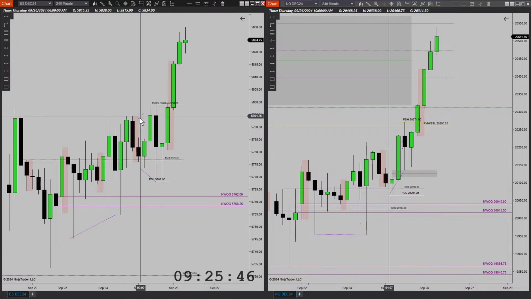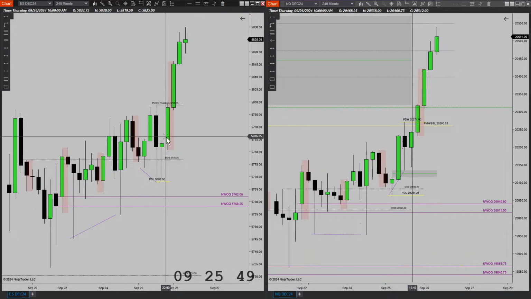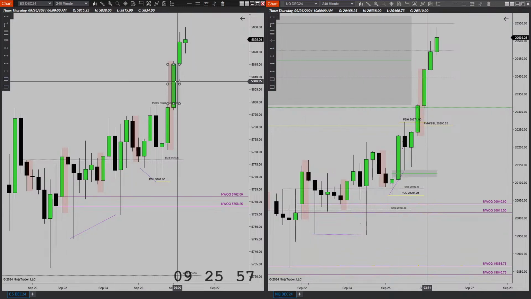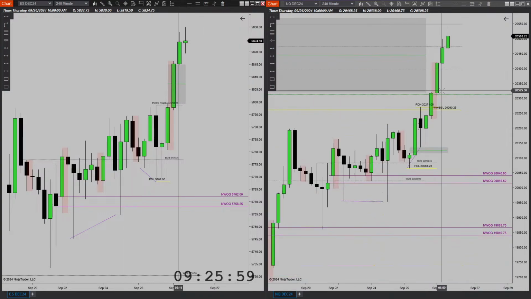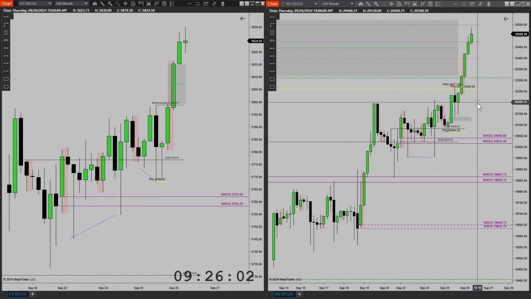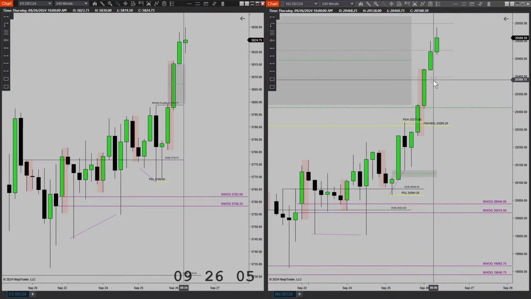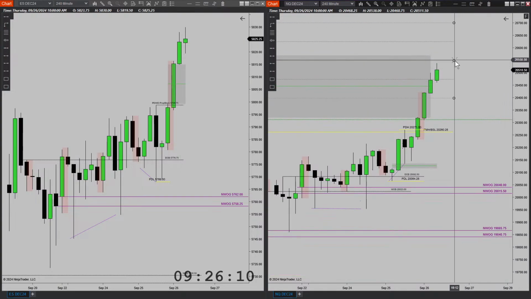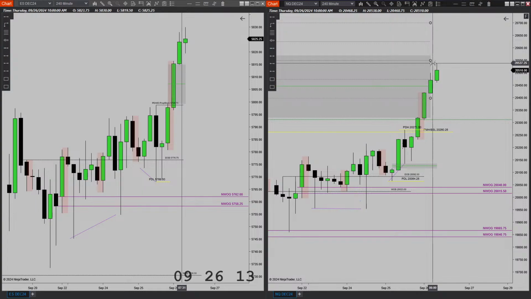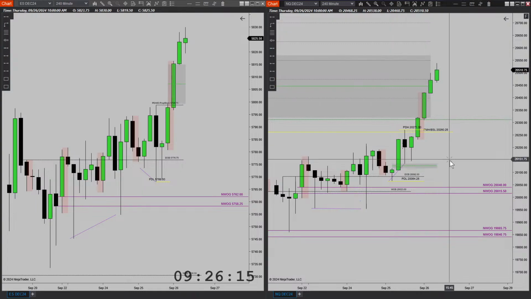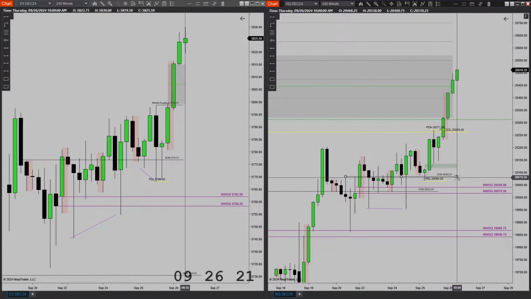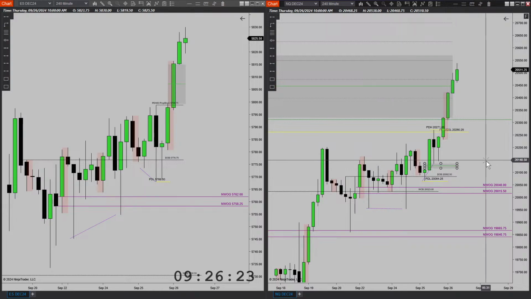We do have a propulsion block 4 hour here. So it does make sense that price would like to revisit this area here going into the later sessions. This is the area I'm also interested in, previous day high. There's no propulsion block here, even though there is an order block right here. So I'll leave that one there.